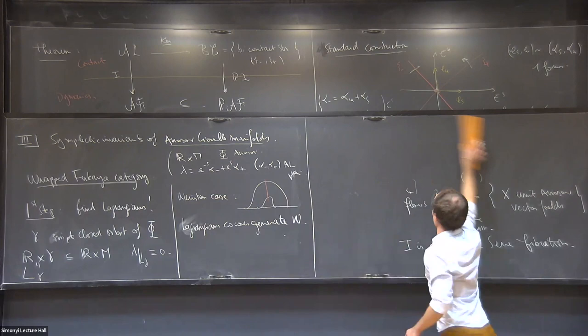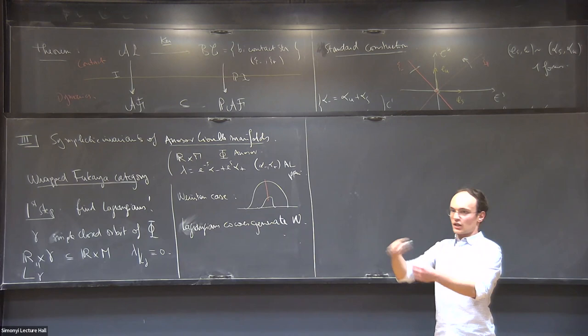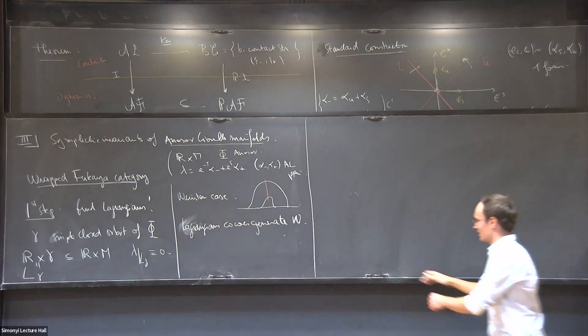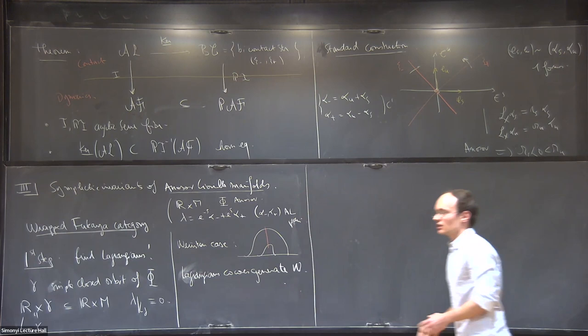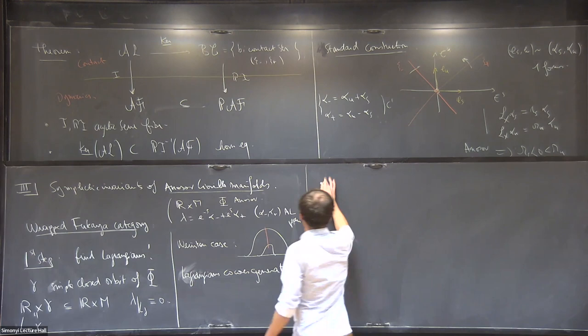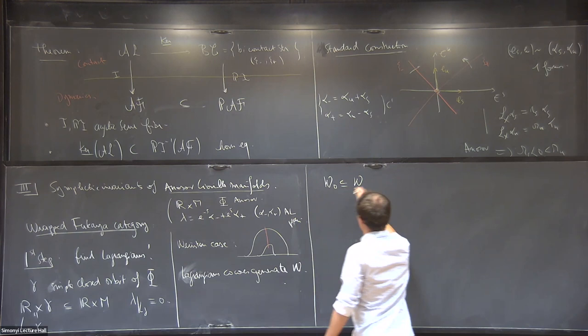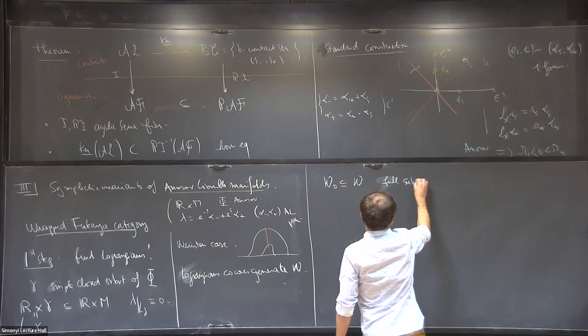What does simple mean there for a closed orbit? It means that they're not multiple. And the Anosov flows have a lot of those. They have infinitely many simple closed orbits. So we get infinitely many Lagrangians. That's great. And we consider the full subcategory containing those.